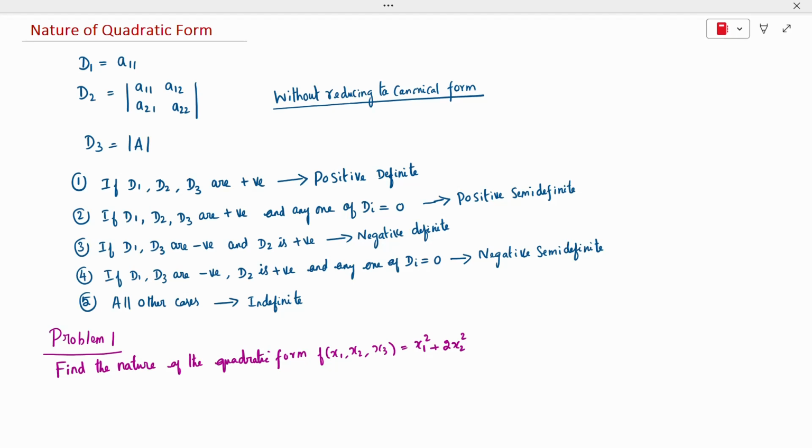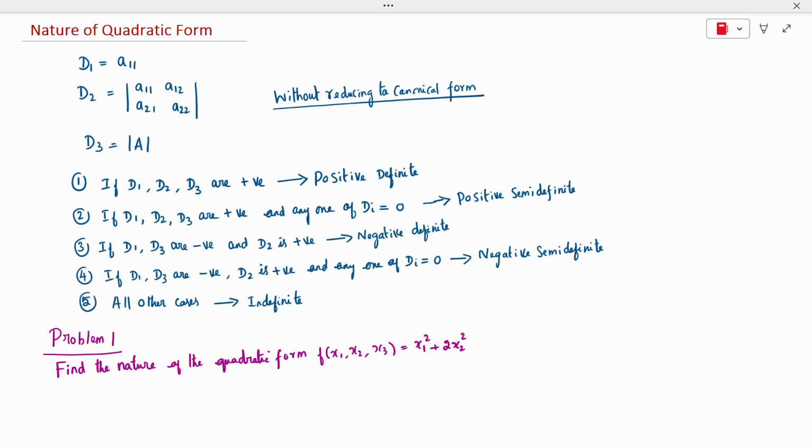What is the condition? We need to find D1. D1 is nothing but A11, the first element in the given matrix. D2 is the determinant of the 2 cross 2 matrix A11, A12, A21 and A22; one answer you will get. D3 is the determinant of A, we have to find it. Using these three values, we can decide which nature it is.